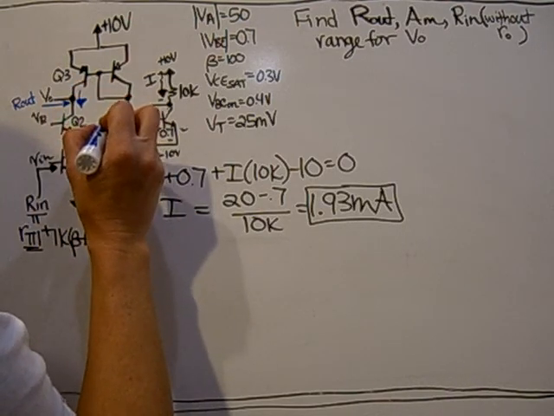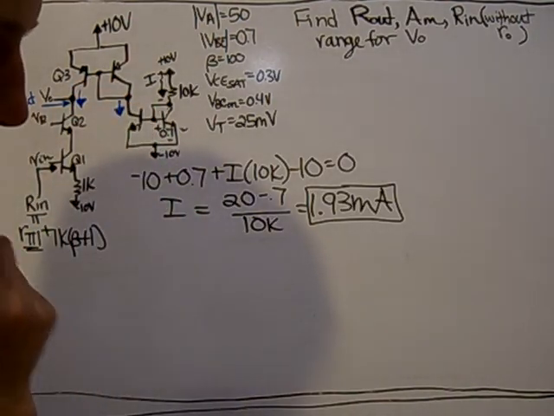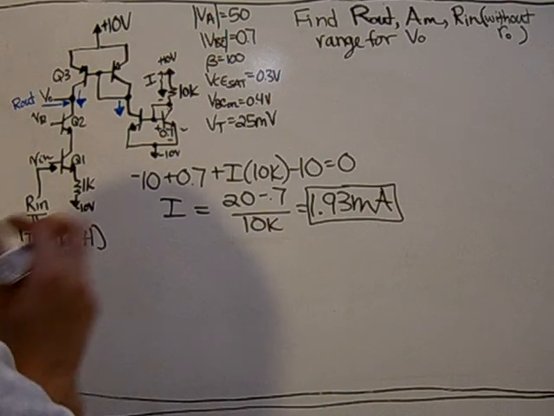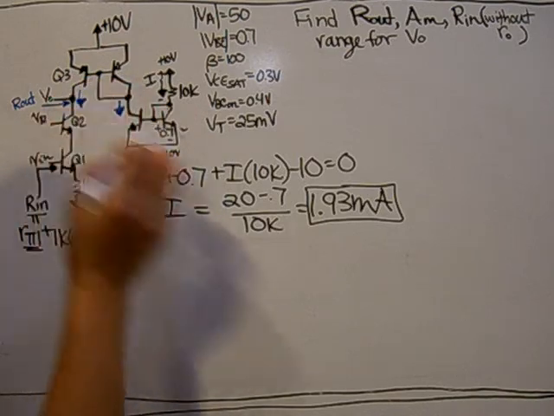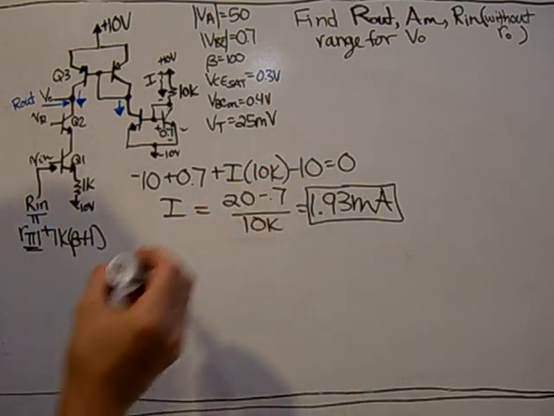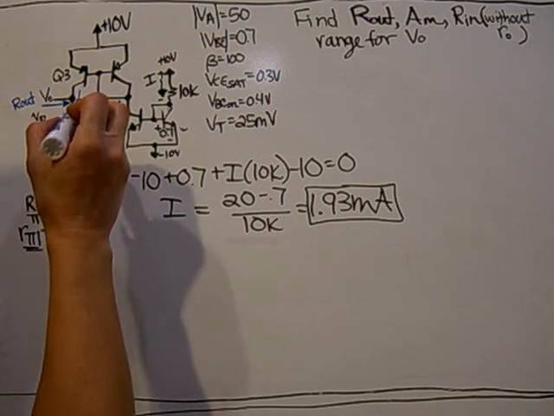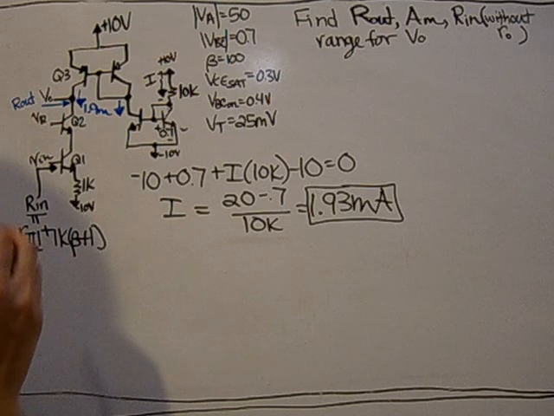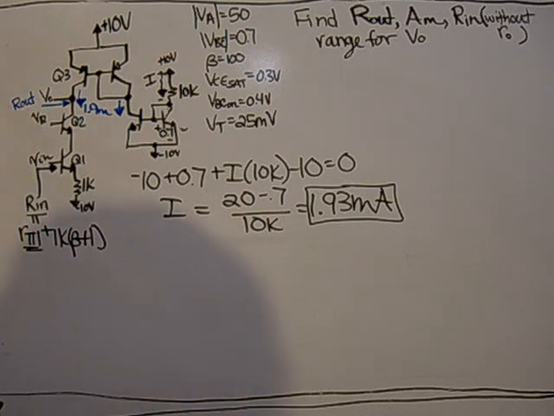So now the rest of the currents are going to be pretty close to the 1.93 milliamps. It might be 1.91, 1.90, 1.89. So it's going to be pretty close to 1.93. So let's just put 1.9 milli.